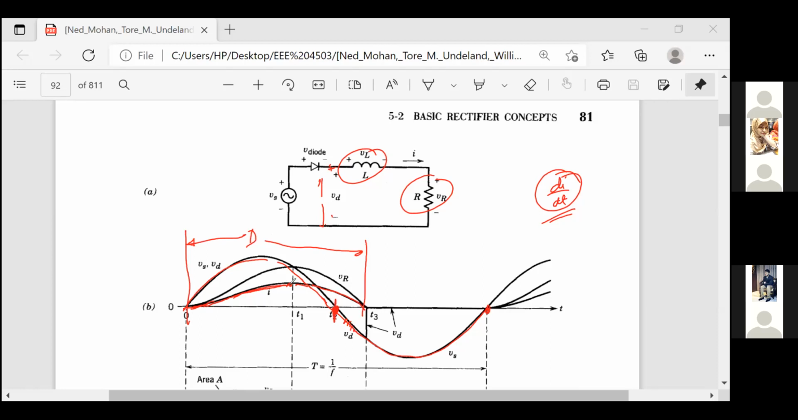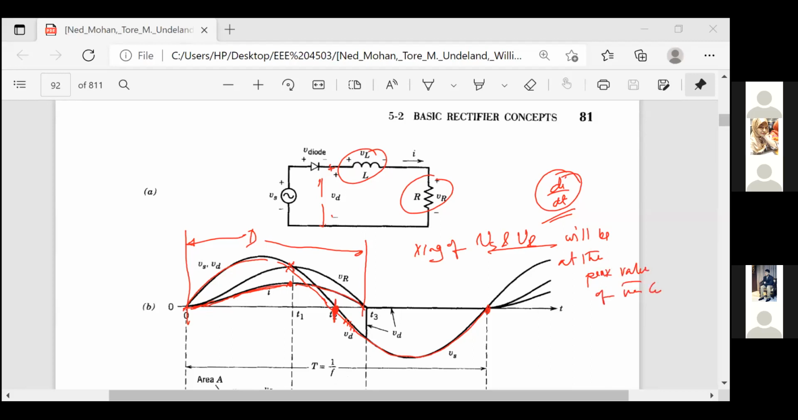The crossing of VS and VR will be at the peak value of the current, right? Peak value of the current.